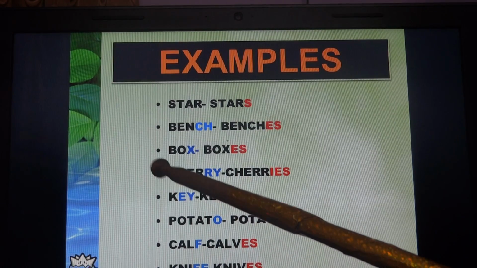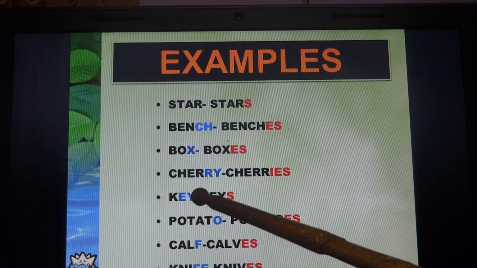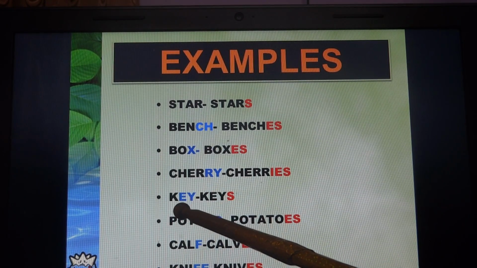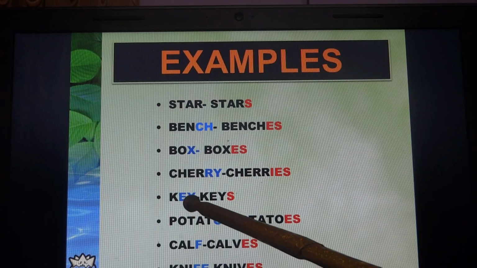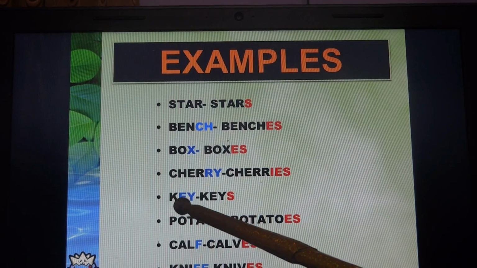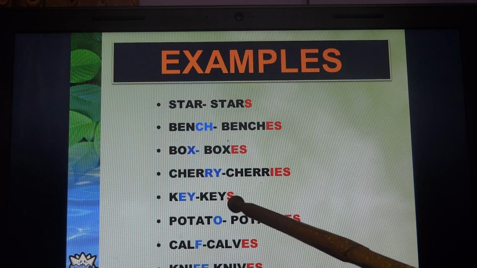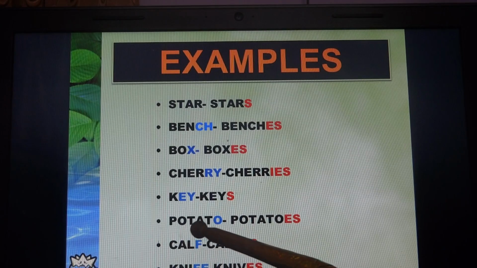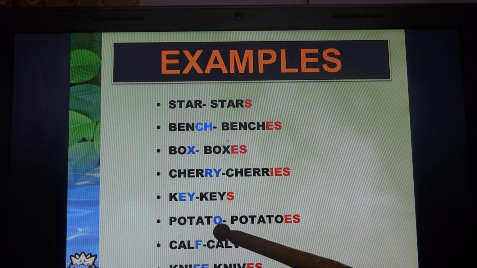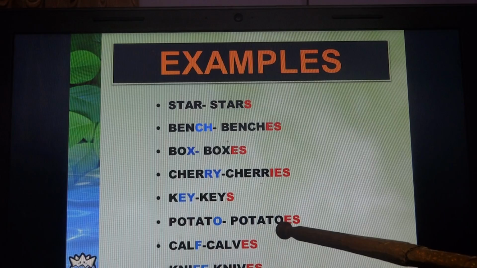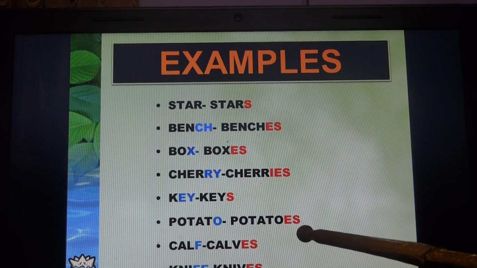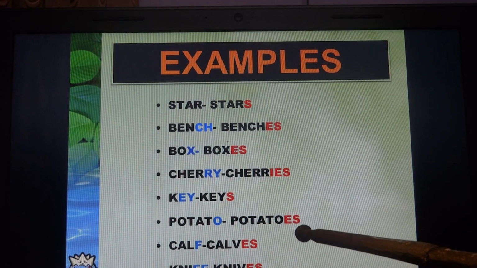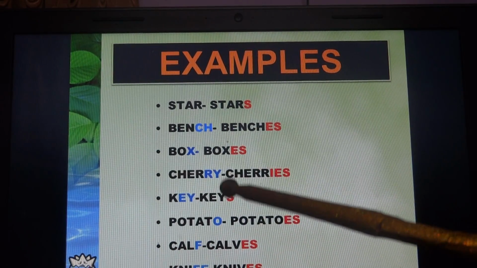The next rule says that the nouns that end with y and are preceded by a vowel. Here you can see y is a consonant and it is preceded by a vowel. In this case, we add s to the word to make it plural. In the next rule, the words that end with o are changed into plural by adding es. Like potato becomes potatoes. Tomato becomes tomatoes.